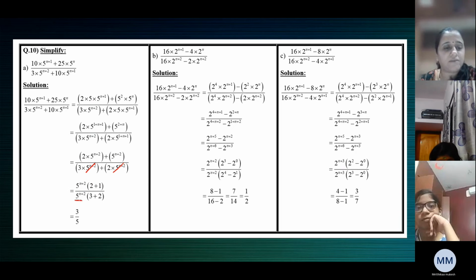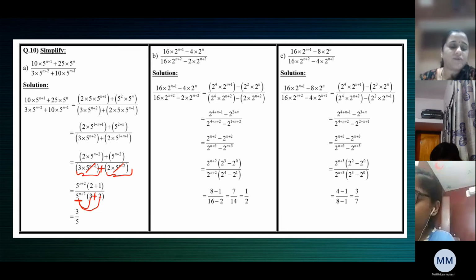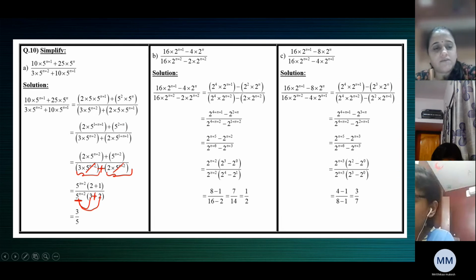In the denominator again, we have 5 to the power n plus 2 common. Write it out. 5 to the power n plus 2 into 3 will give you the first term, 3 into 5 to the power n plus 2, plus 5 to the power n plus 2 into 2 will give you the second term.